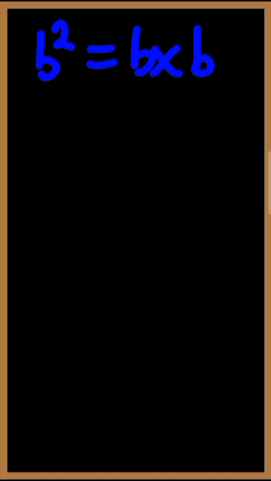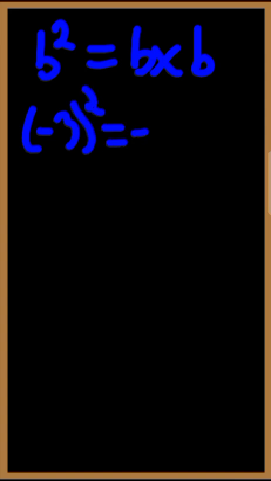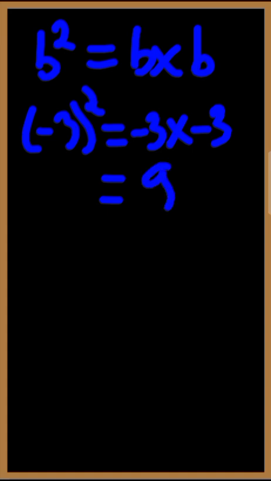B squared is simply equal to b times b. This will give us, we have b as -3. We square this, and this will be equal to -3 times -3. We are multiplying two negative numbers. The result will be positive. -3 times -3 gives us 9.